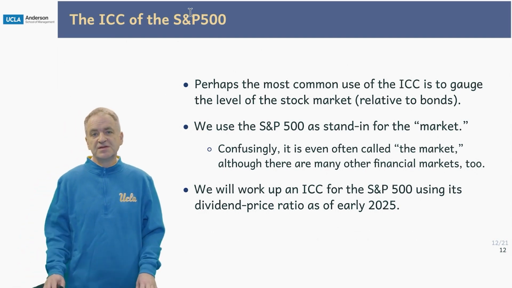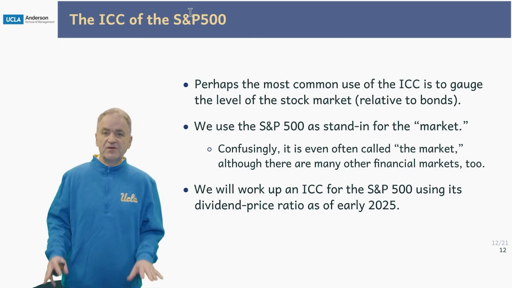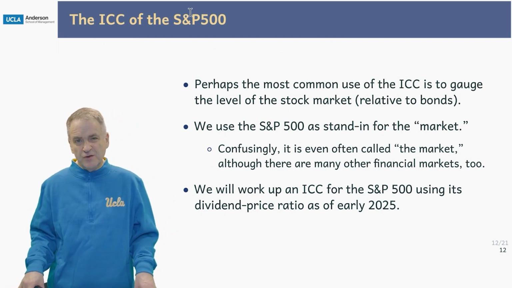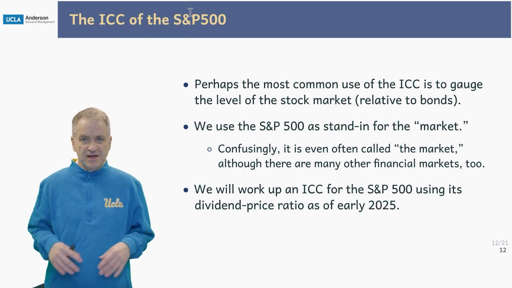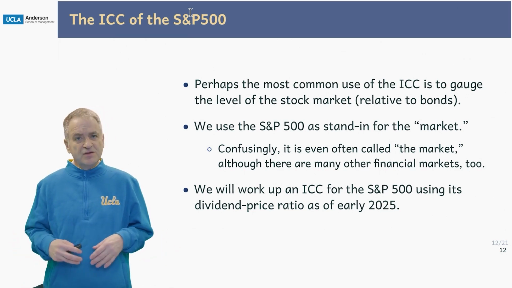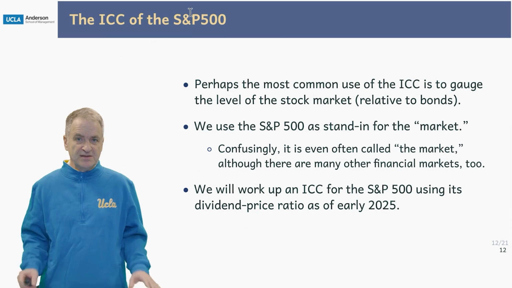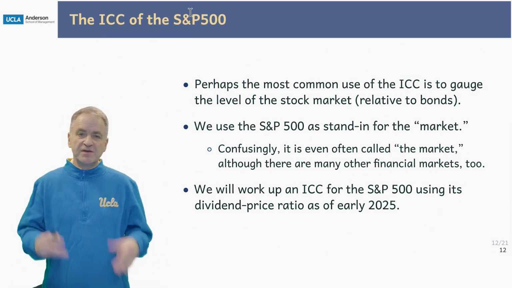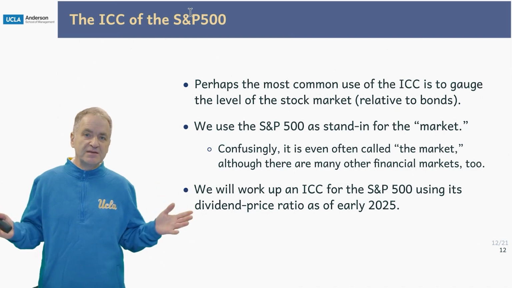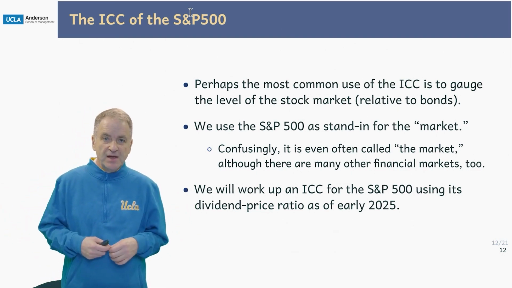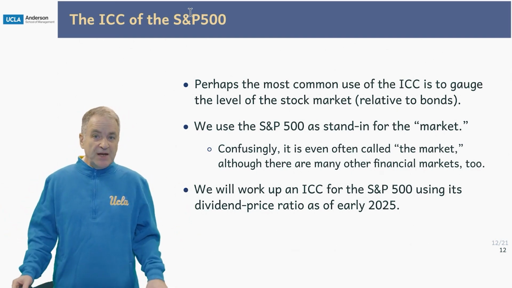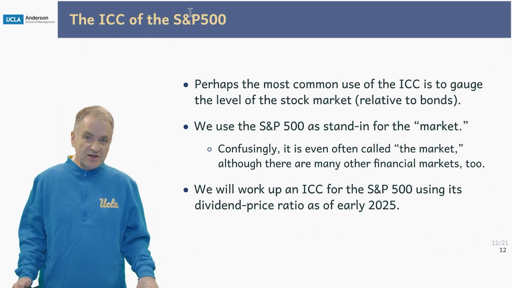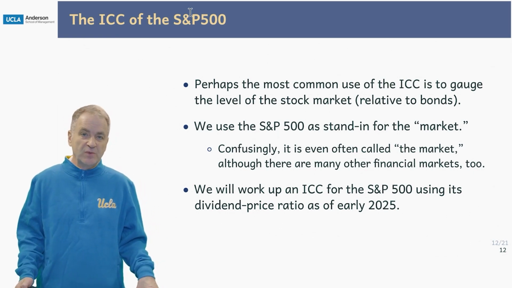So we're going to use the stock market, S&P 500. That's a stock market index. It's often called just the market. Of course, there are many other financial markets, not just the stock market, and there are certainly also many other stocks, not just the S&P 500. But most people just say, how did the stock market do today? How did the S&P 500 do today? We will work up an implied cost of capital for the S&P 500 using its dividend price ratio as of early 2025.